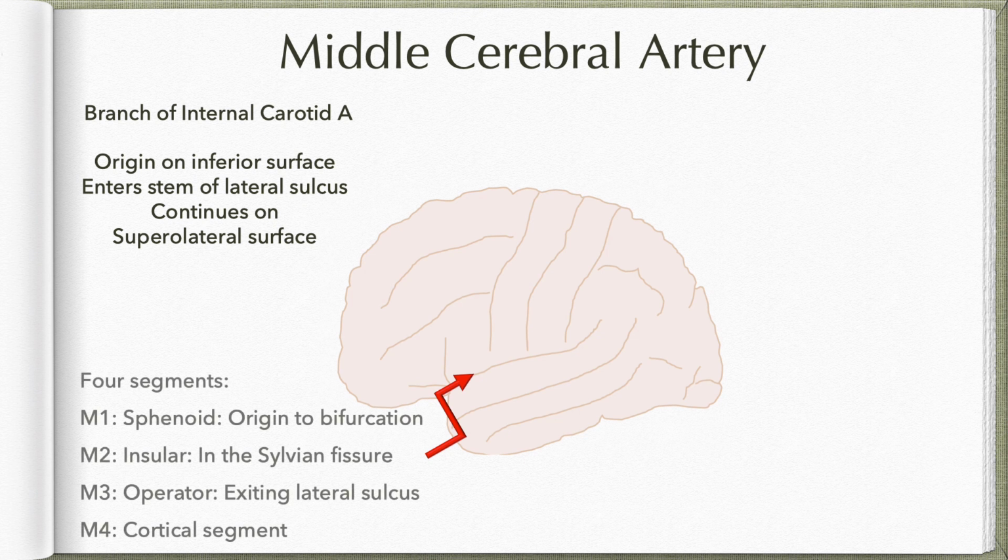So again, based upon its course, it is divided into 4 segments. M1 segment, which is the sphenoid, also known as sphenoidal segment. Now that is from the point of its origin till the artery bifurcates. M2 segment is that part of the artery which will be in relation to the insular cortex. This will still be within the sylvian fissure. This second part is also known as insular segment.